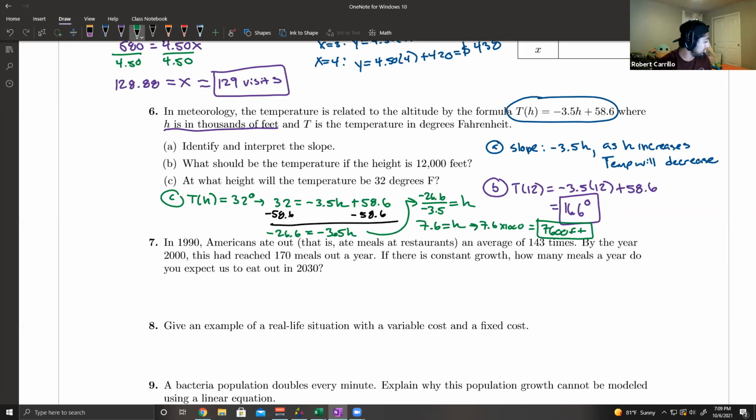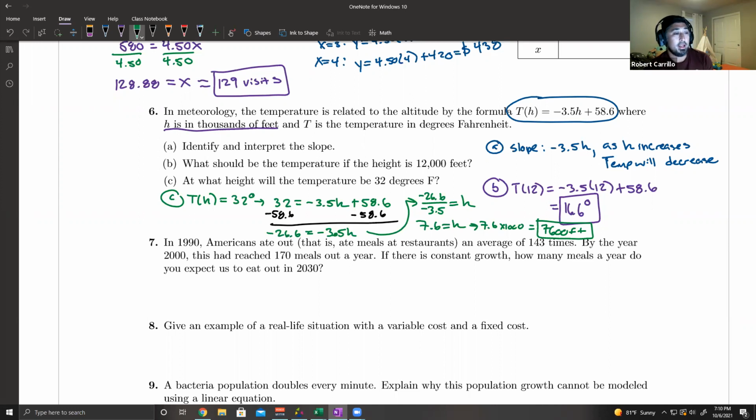Now, number 7. In 1990, Americans ate out at a restaurant an average of 143 times. By the year 2000, this had reached 170 meals out a year. If there is constant growth, how many meals a year do you expect us to eat out in 2030, in the year 2030? Okay.